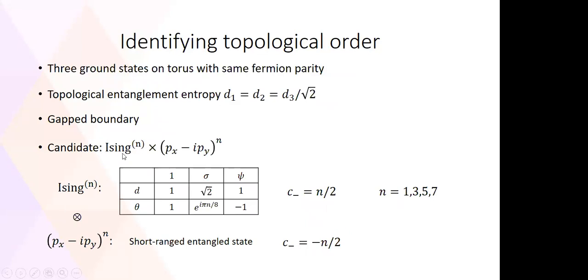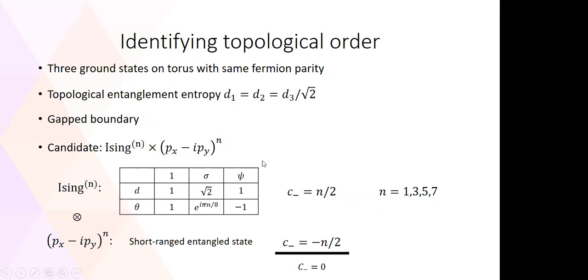So the Ising N model has this chiral central charge, and the p minus ip, the minus is important, has the opposite chiral central charge. So in this kind of guess, the total chiral central charge is 0, which is actually needed if we want gapped boundaries. If it was different than zero, that would necessarily imply that we have gapless edge states.